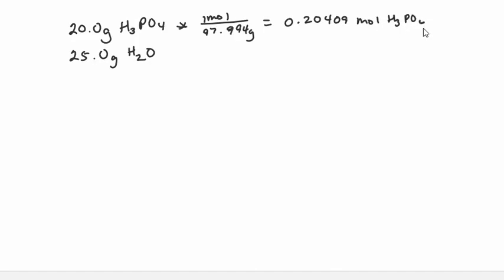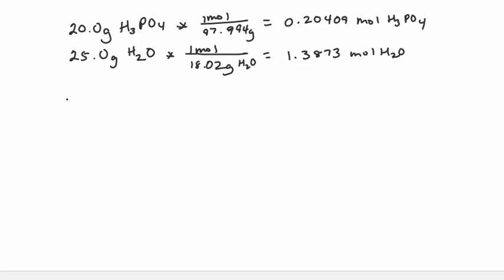Now for my water, the molar mass of water, hydrogen is 1.01, oxygen is 16. So this is 18.02 grams of water per mole of water. And I get 1.3873 moles of water. Now I have too many significant digits on purpose. I want to make sure I'm not introducing additional rounding error.